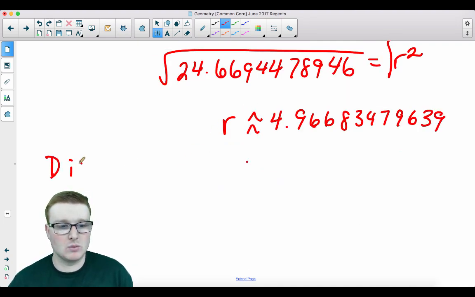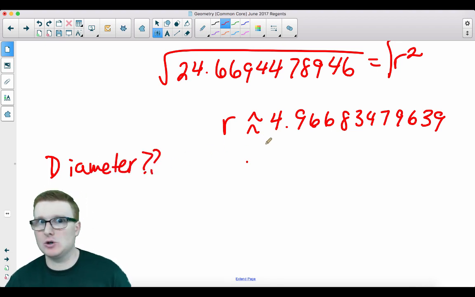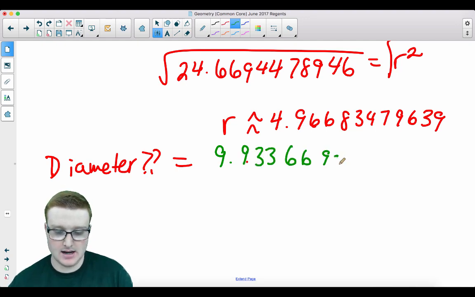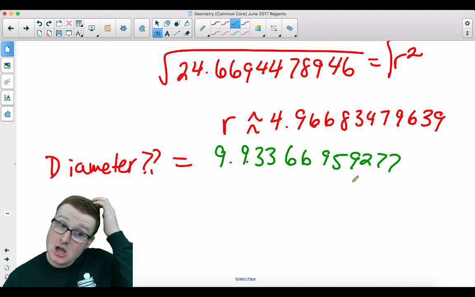Now let's find the diameter. What is the diameter? Well, the diameter is just you multiplying the radius by 2, or adding it twice to itself. So the diameter is equal to this, 9.93366959277. That is the diameter.